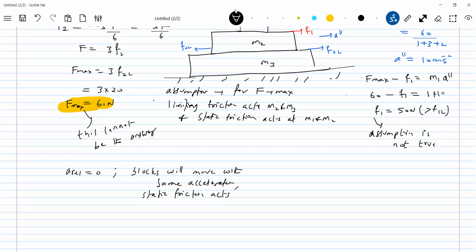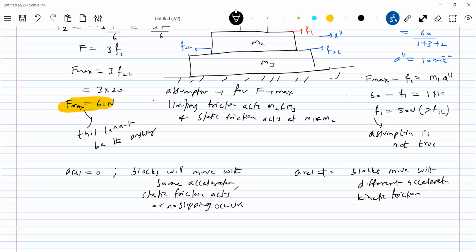Static friction acts here. If A relative is non-zero, then blocks move with different acceleration, kinetic friction acts, and slipping occurs. Static friction means no slipping occurs. We are not discussing a block kept on the ground. We are discussing two blocks.